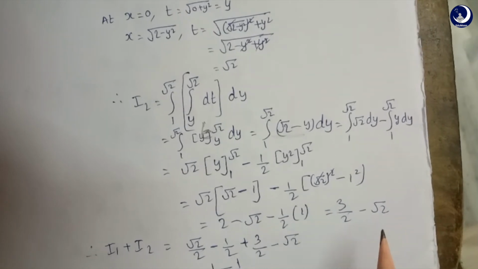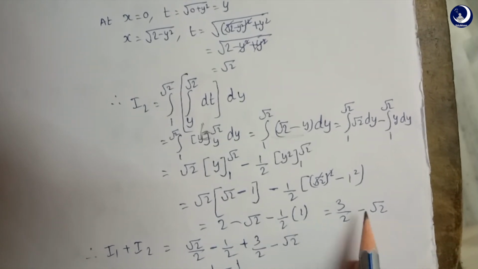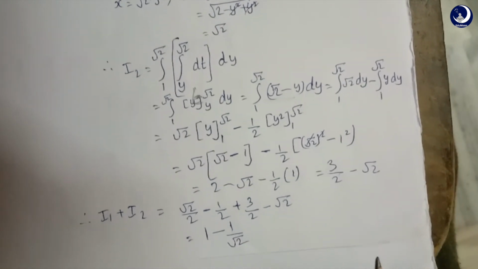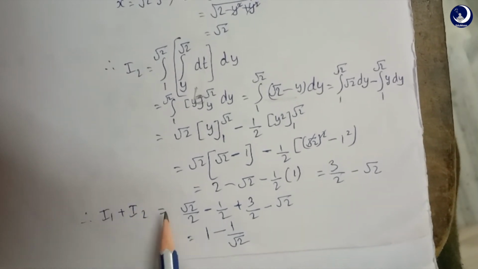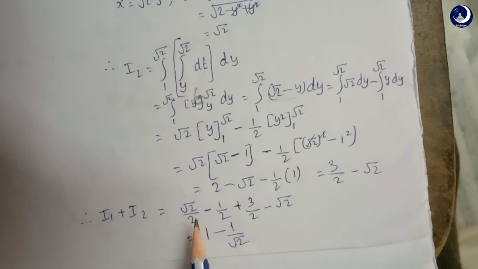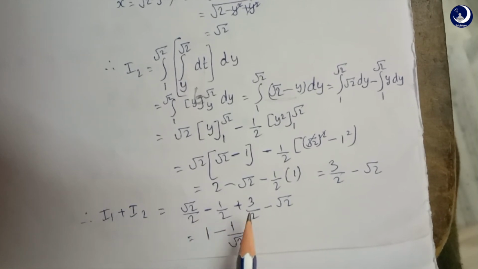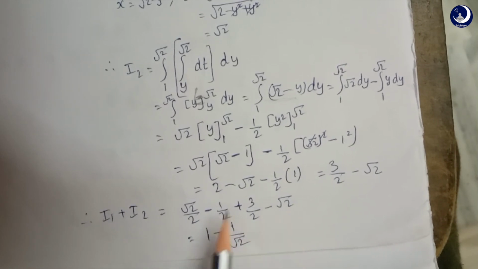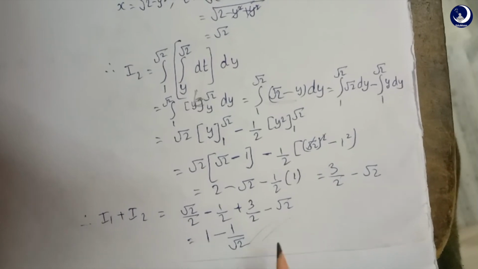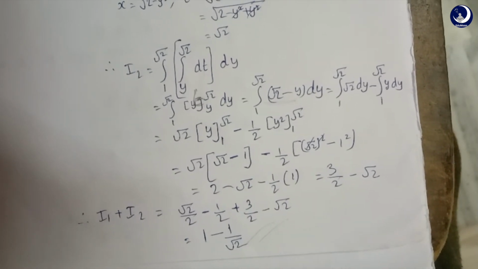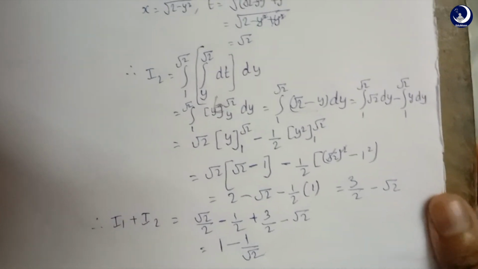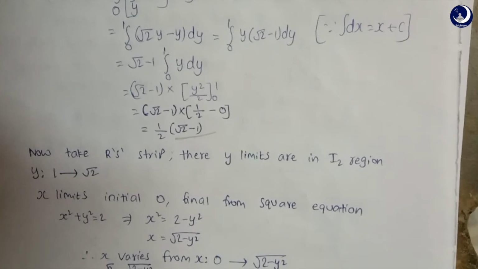Now we add the split functions. I1 plus I2 is the required value for the whole region. We get root 2 minus 1 by 2 plus 3 by 2 minus root 2. By solving this, we get 1 minus 1 by root 2. This is the required answer for the given question. So like this, we have to solve these problems by taking limits from the regions.